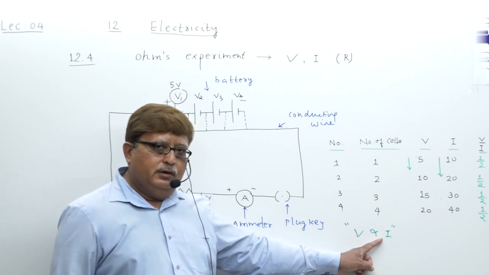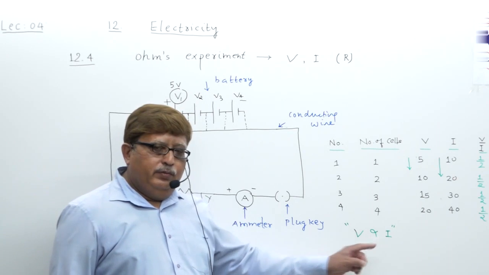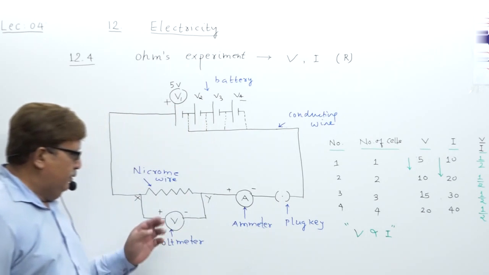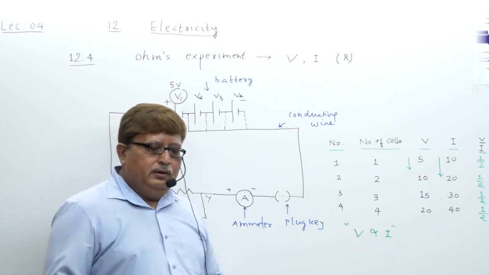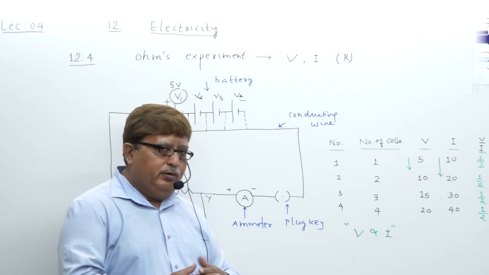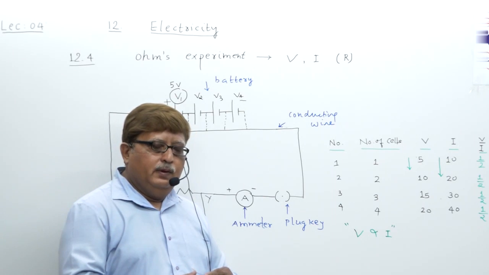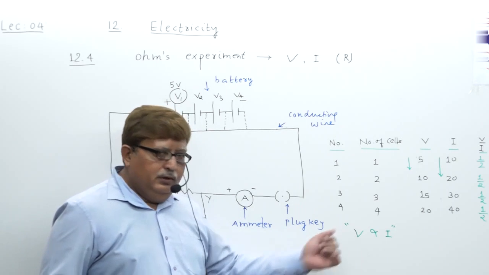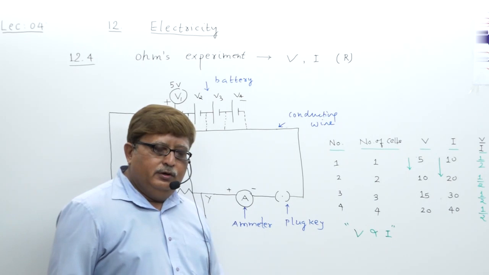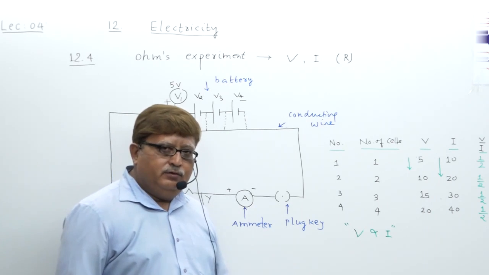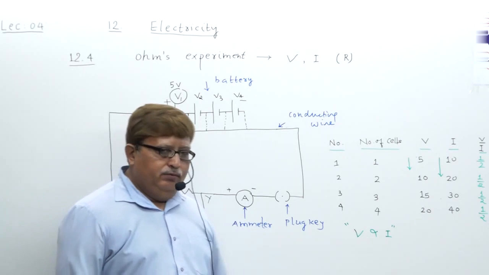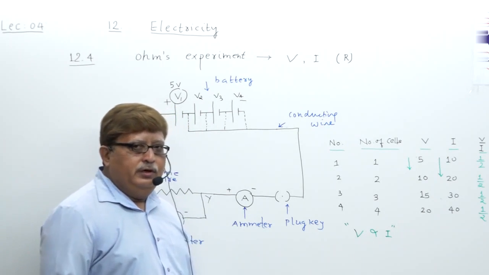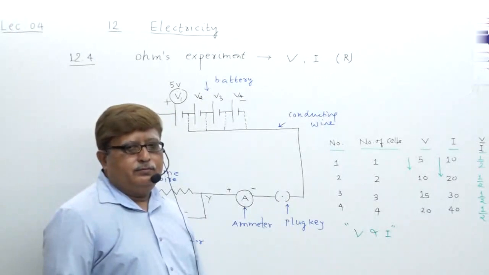Current passing through conductor is directly proportional to potential difference across two ends of the resistor, means two ends of the conductor. Okay, V varies to I. Actually it is known as Ohm's law.